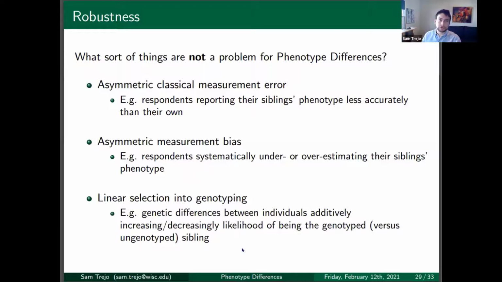Also, linear selection into genotyping is not a problem. If genetic differences between individuals additively increase or decrease the likelihood of being genotyped, versus the ungenotyped sibling, so making it into our sample, that's not a problem. But different forms of selection that really distort the standard deviation of the genetic predictor, either genotype or polygenic score, are more of an issue.